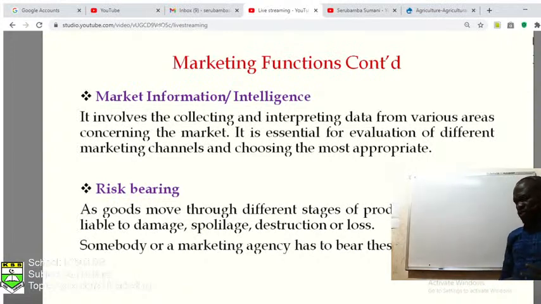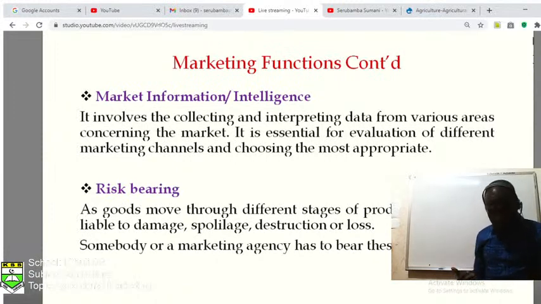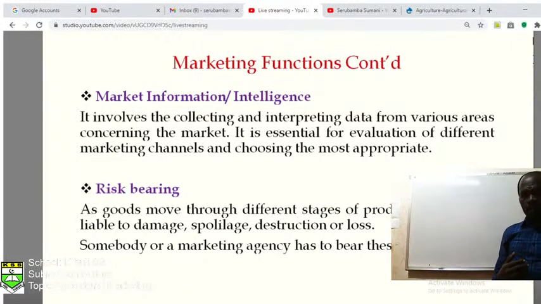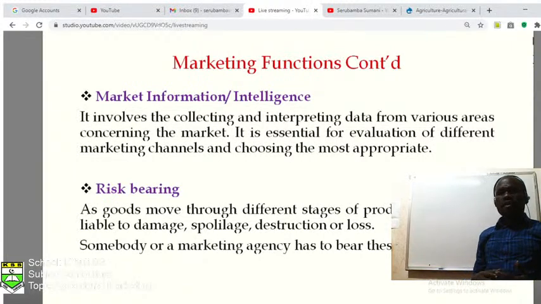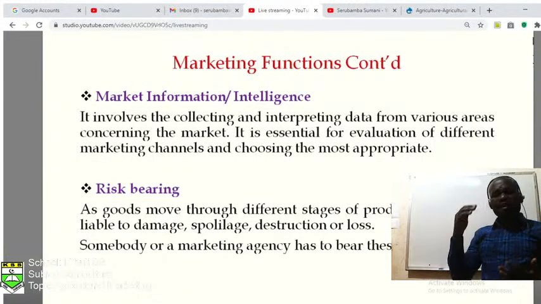Now, market information or intelligence is very important as well, because as a farmer, like I always tell you, you need to find ways that enable you to get as much profit as possible, because you carry out agriculture to make money. Okay? So, do some market survey. We carry out some market intelligence.